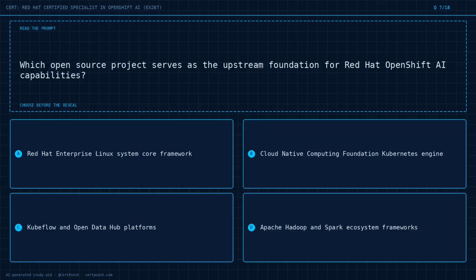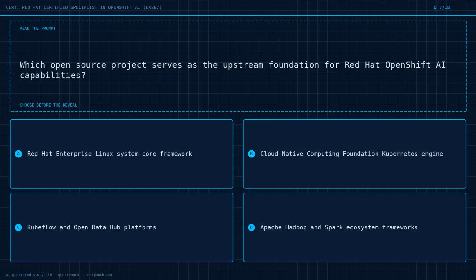Question 7 of 18. Which open-source project serves as the upstream foundation for Red Hat OpenShift AI capabilities? Option A. Red Hat Enterprise Linux System Core Framework. Option B. Cloud Native Computing Foundation Kubernetes Engine.